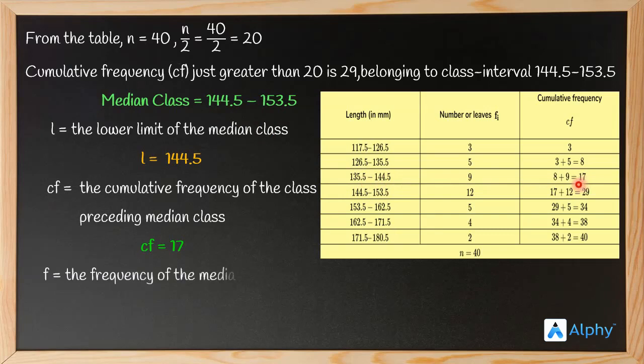Now F represents the frequency of the median class, which is 12 in our case. H represents the class size, which is 9 in our case. The class size represents the difference between the upper limits as well as the lower limits of the class intervals, and the class size remains the same for all the class intervals. So let's find out the median now.